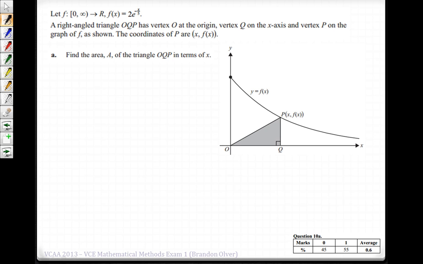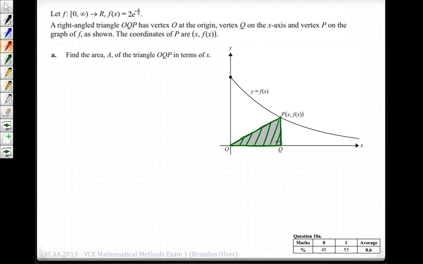A right-angled triangle, the right-angled triangle here that I'm drawing in green, has the vertex O at the origin, Q on the x-axis, and P on the graph of f as shown. And the coordinates of P can be written as x comma f of x. What we're asked to do is find the area of the triangle, so I'll shade that in, and we want to find that in terms of x.